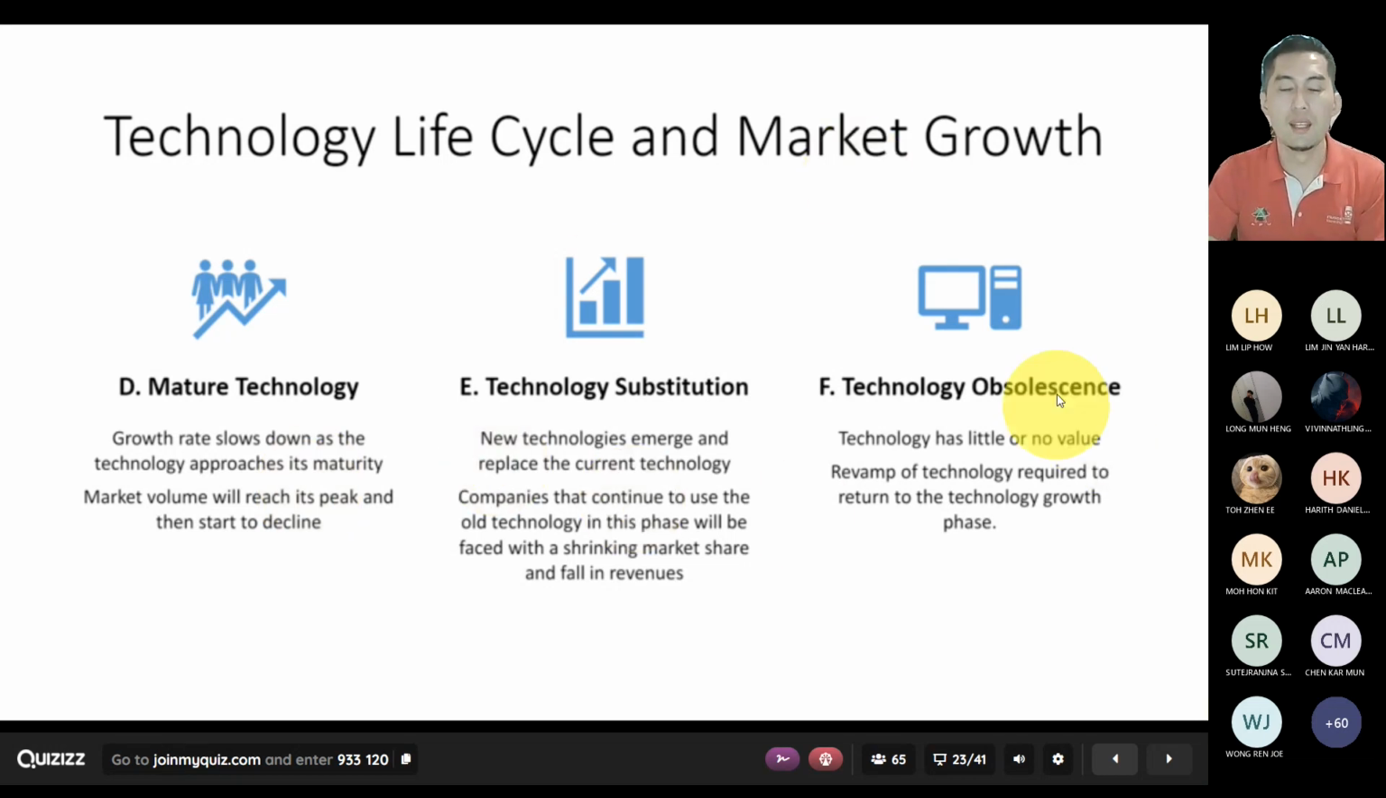Now, this too is the one that is additional. If you notice from the earlier one, other than seeing the first 4 stages, you see substitution and obsolescence here. Substitution obviously is whereby a better technology comes along and everyone moves on to that. Obsolescence is, of course, then talking about the technology moving totally out of the market and no one is using it anymore. Yeah.